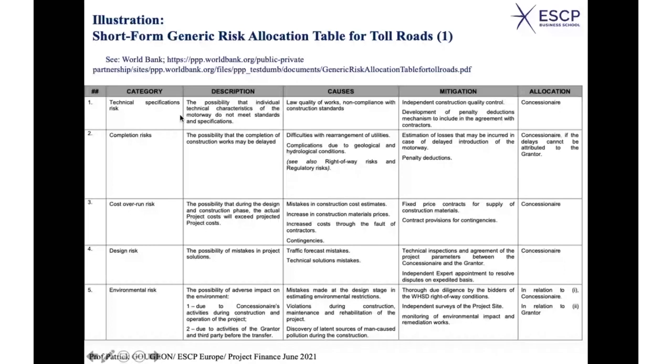So then you have a clear, very precise description of the risk. Why would it happen? Low quality of works. It should be an O rather than an A. Obviously, they made a mistake. Low quality of works, non-compliance with construction standards, okay? It may be because of those who have done the job, they didn't do it properly.